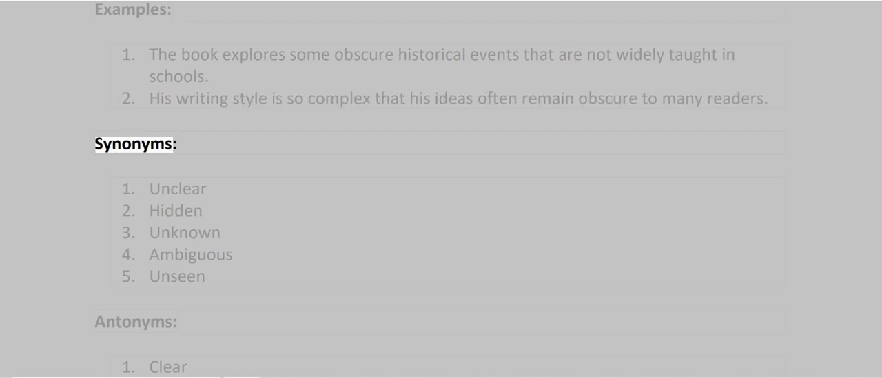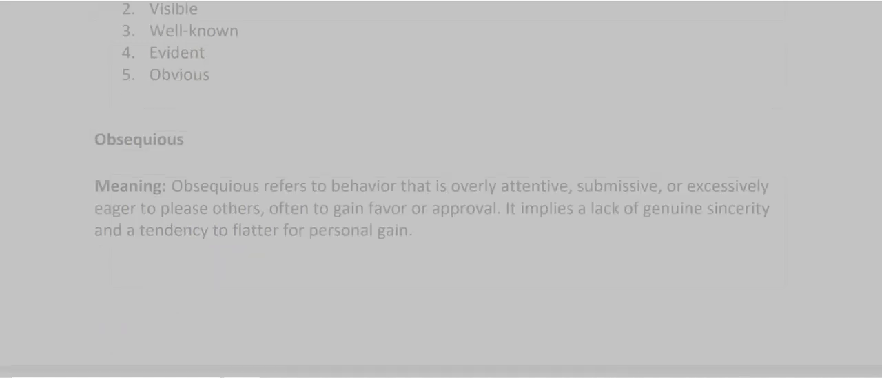Synonyms: 1. Unclear. 2. Hidden. 3. Unknown. 4. Ambiguous. 5. Unseen. Antonyms: 1. Clear. 2. Visible. 3. Well-known. 4. Evident. 5. Obvious.